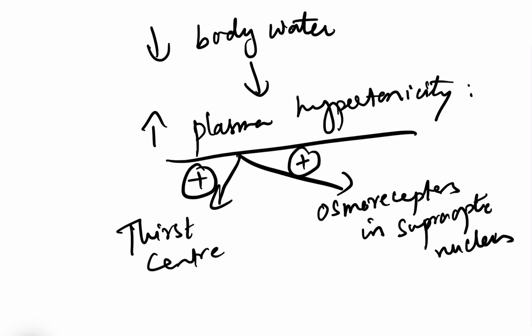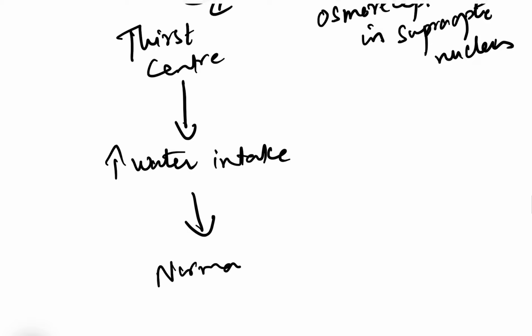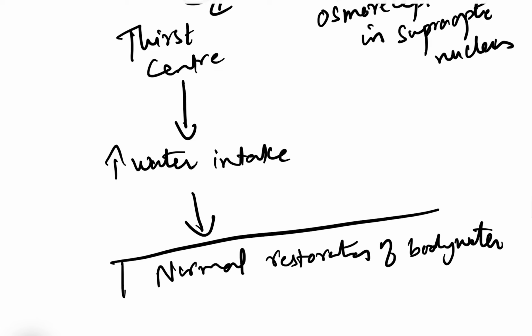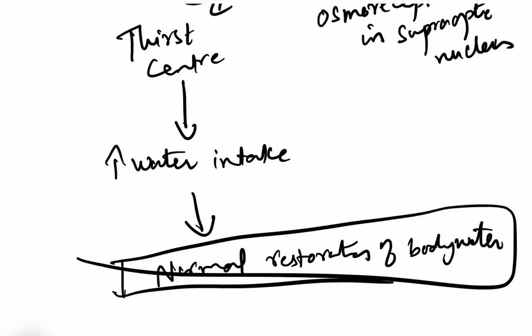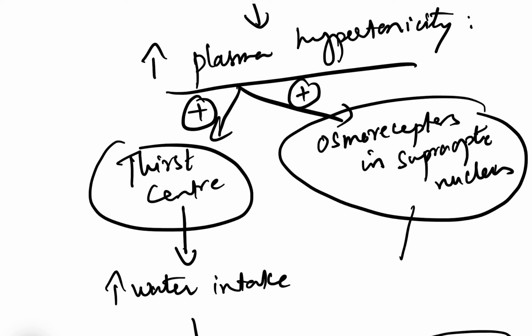Whenever there is increased stimulation of the thirst center, it leads to an increase in water intake, and ultimately restoration of the normal body water. That is one mechanism, restoration of body water by the thirst center. The second is by stimulation of the osmoreceptors, which will stimulate the release of ADH by the posterior pituitary gland.